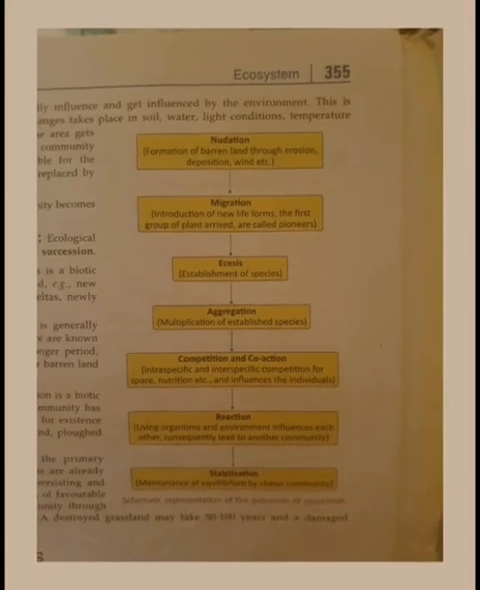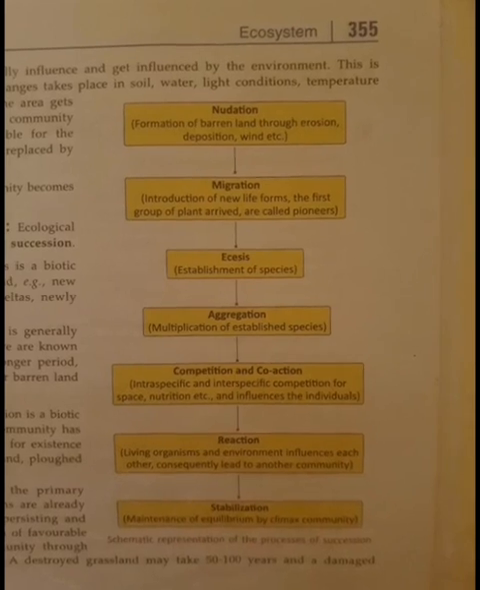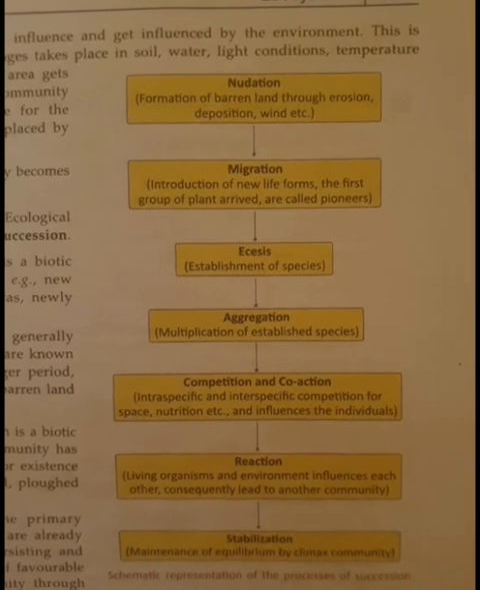Next, we will talk about the general process of succession, how succession takes place. This is a flow chart from your book, a schematic representation of the process of succession. The succession starts with nudation. What is nudation? This is the formation of a bare area or a barren land. Here you can see formation of barren land through erosion, deposition and wind.